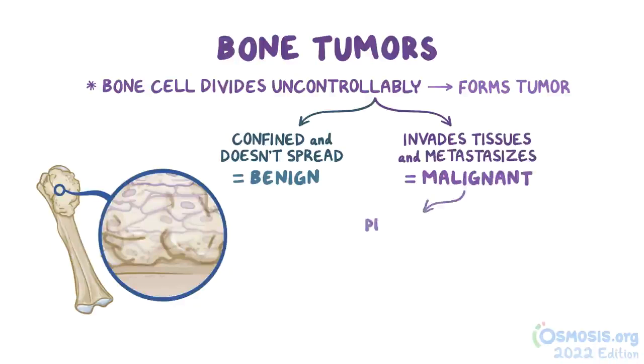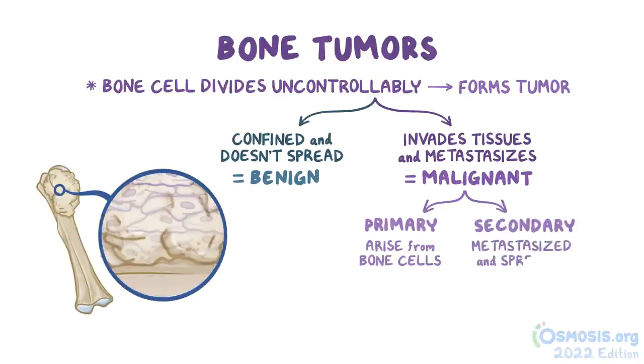Malignant tumors can either be primary, which is when they arise from bone cells, or secondary, which is when a tumor develops somewhere else in the body, metastasizes, and spreads to the bones. The most common sources of tumor cells that affect the bones but start somewhere else in the body are the breast, prostate, lungs, thyroid, and kidneys.